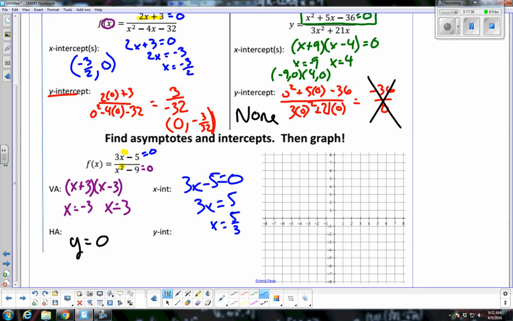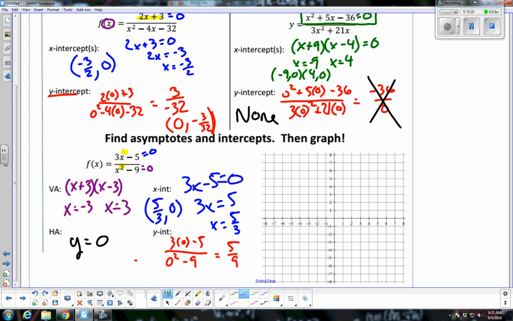Sorry about that. Okay, so we get 5/3 is your x-intercept, so that's 5/3, 0. And then for the y-intercept, sorry, I lost my train of thought there. For the y-intercepts, we plug in zeros for everybody, and we find out where it crosses. So if we put zeros in for all the x's, we'll have 3 times 0 minus 5, divided by 0 squared minus 9, and that's going to give you 5/9 because the negatives cancel out. So your y-intercept would be 0, 5/9.